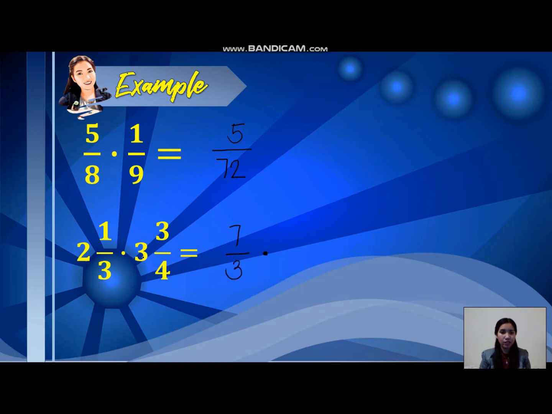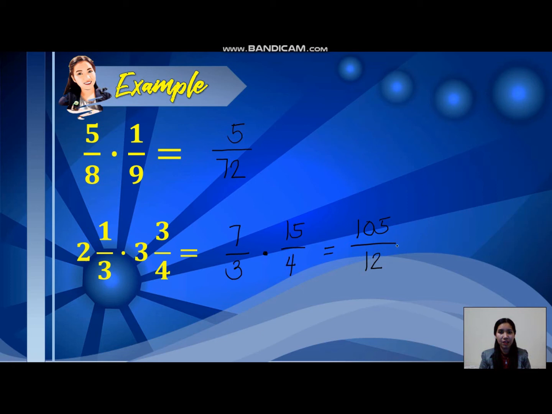4 times 3 is 12, plus 3 is 15. So we have 15 over 4. Let's multiply the numerators. So 7 times 15, we have 105. 3 times 4, we have 12.